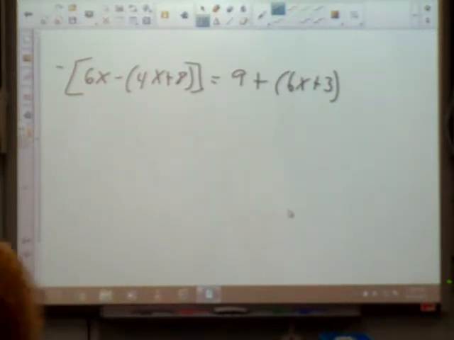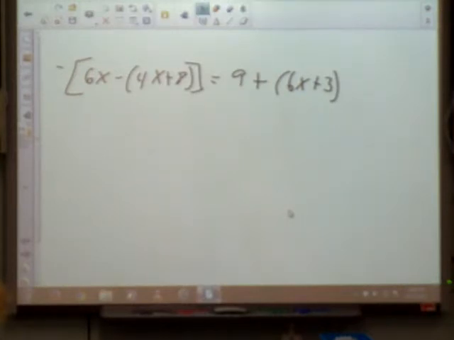Just so you're not scared and you don't jump ship, your answer on this is a fraction or a decimal. So if you get a fraction or a decimal, don't think you screwed up. That's a negative out in front of that bracket. Negative bracket 6x minus quantity of 4x plus 8 equals 9 plus 6x plus 3.